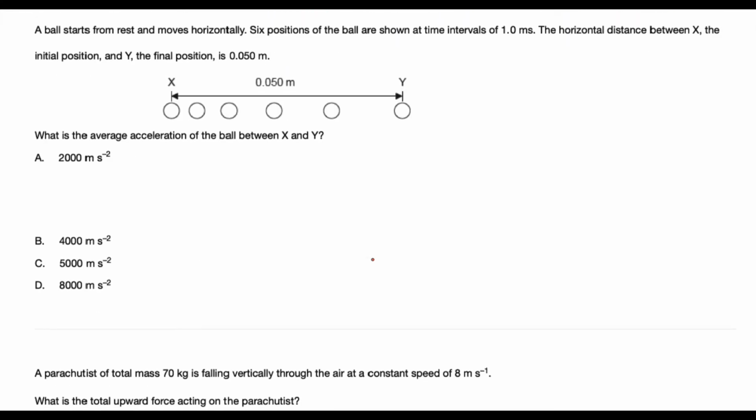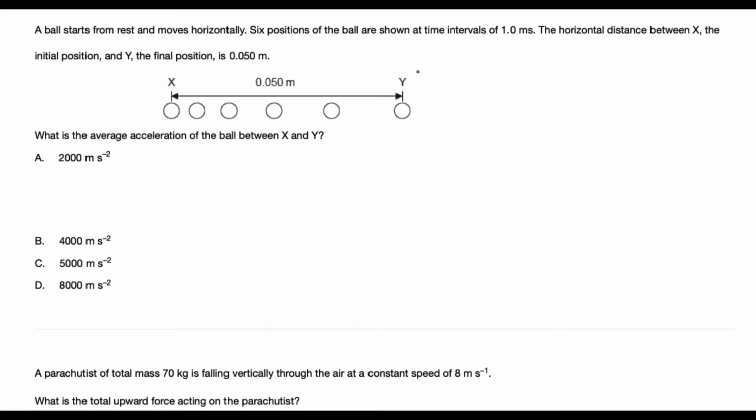A ball starts from rest and moves horizontally. 6 positions of the ball are shown at a time interval of 1.0 millisecond. The horizontal distance between X, the initial position, and Y, the final position, is 0.05 meters. What's the average acceleration of the ball between X and Y?